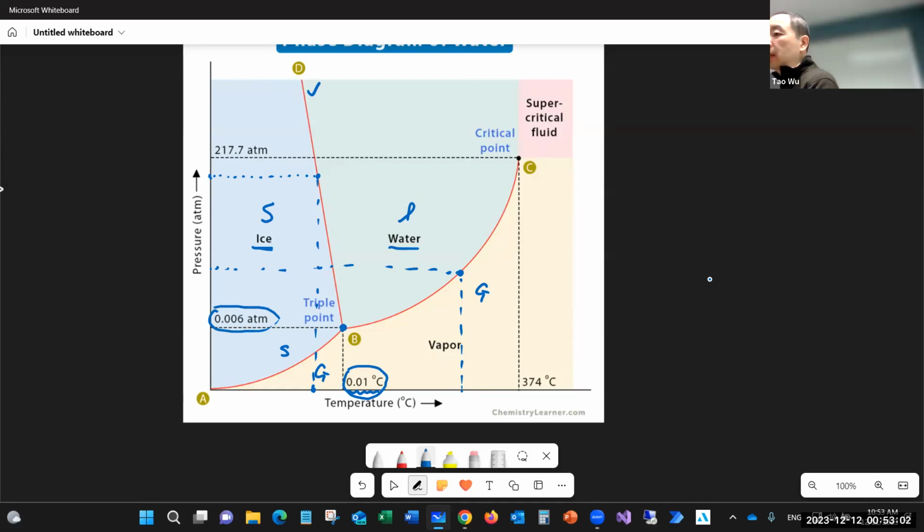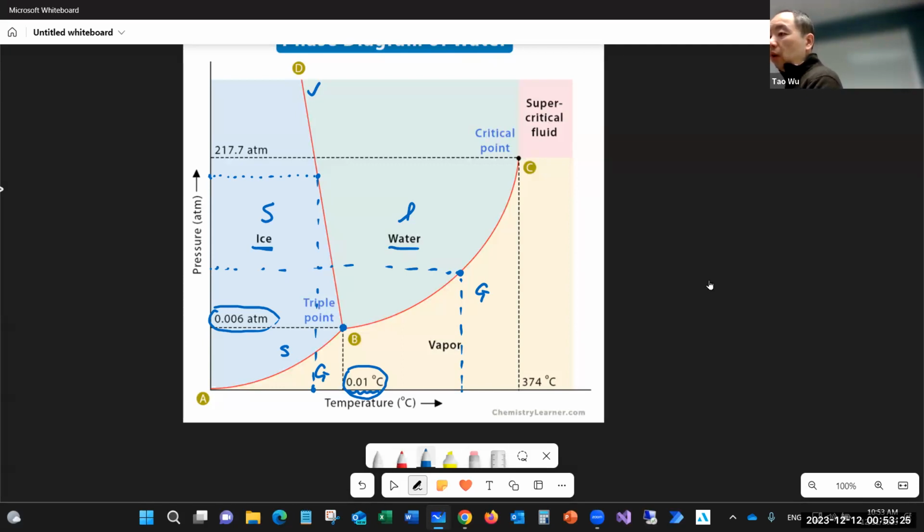You're not going to see these three phases altogether at room temperature, because in real life we don't have that low pressure. This can only be seen in an experiment in a lab. That makes sense, right? So now are you clear what I'm talking about?